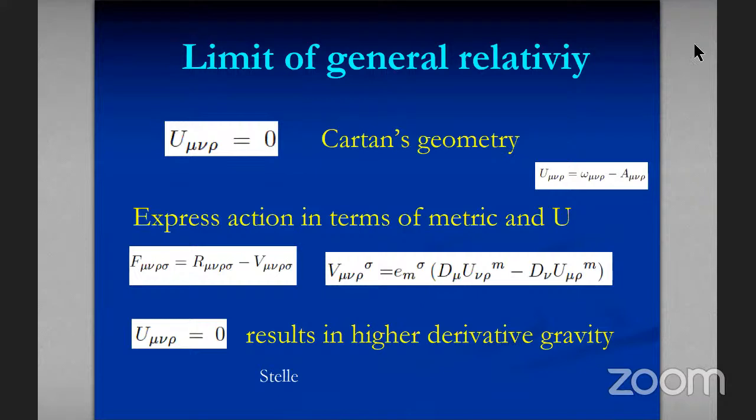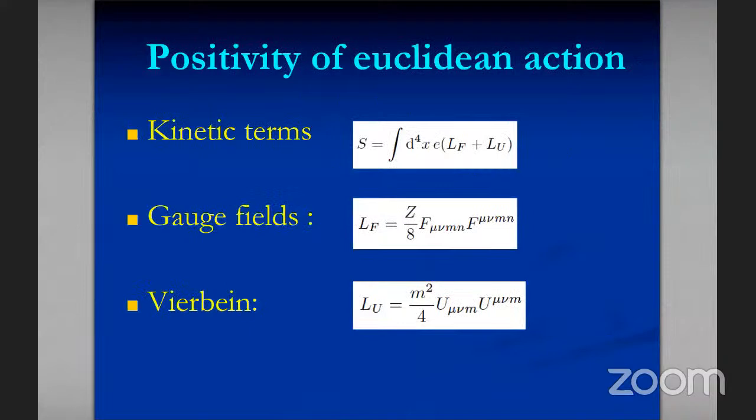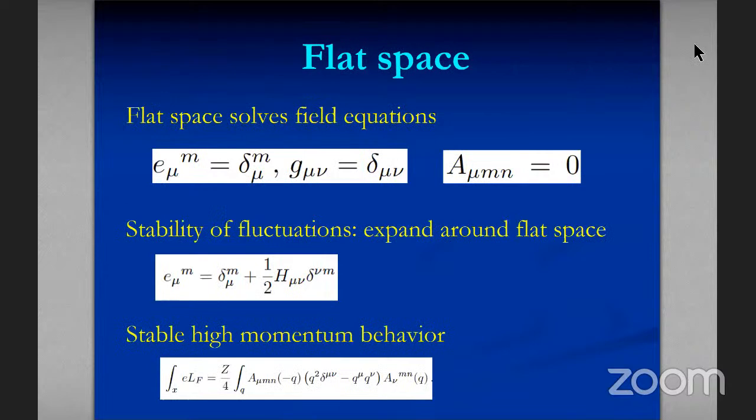You can, of course, look at that a bit closer. Next slide, flat space. You can look at the flat space solution. This solves, of course, the field equations derived from this Euclidean action. Then you make a linear expansion, both of the Vierbein field and of the gauge field. Well, the gauge field in linear order is just the gauge field.